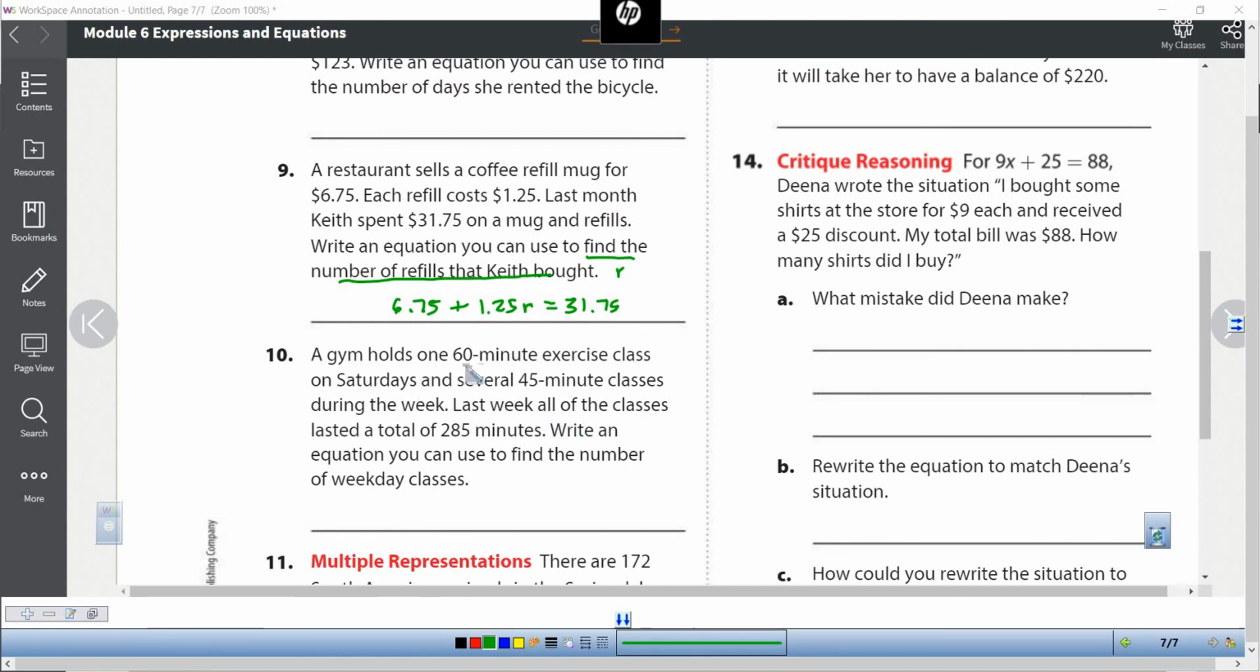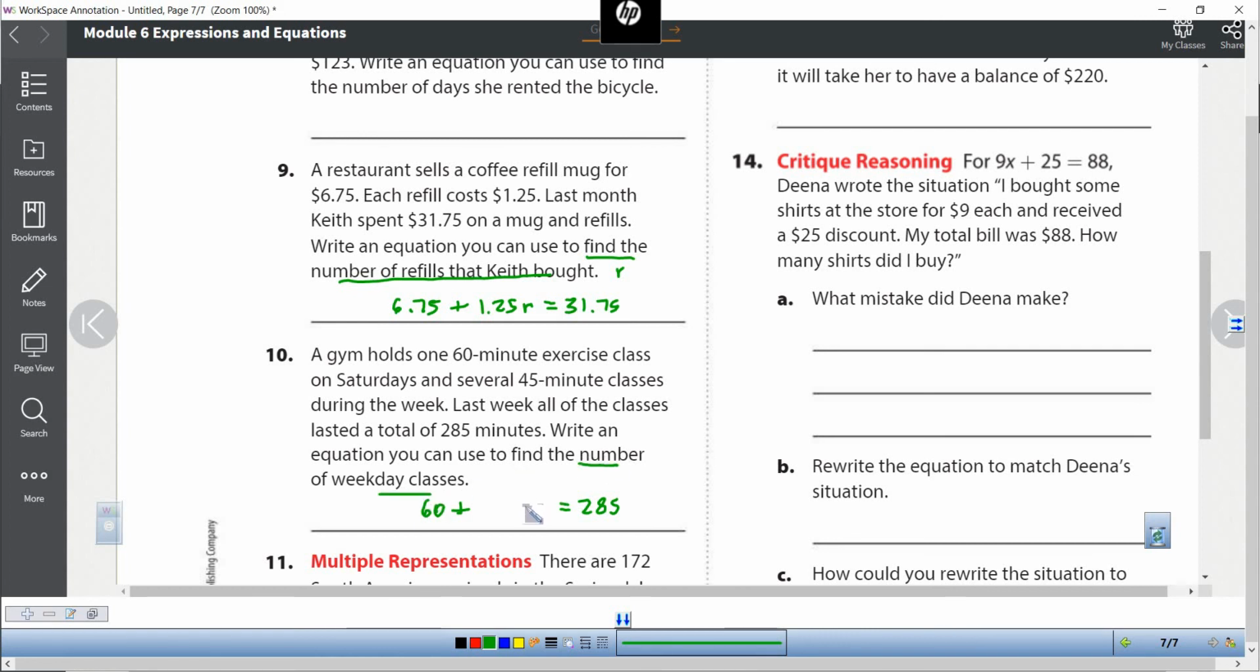All right, here we go. Last one. A gym holds one 60-minute exercise class on Saturdays and several 45-minute classes during the week. Last week, all the classes lasted a total of 285 minutes. All right, so there's my total. My total of 285. It has 60 minutes. There's our one-time occurring thing. All right, what don't we know? The number of weekday classes.